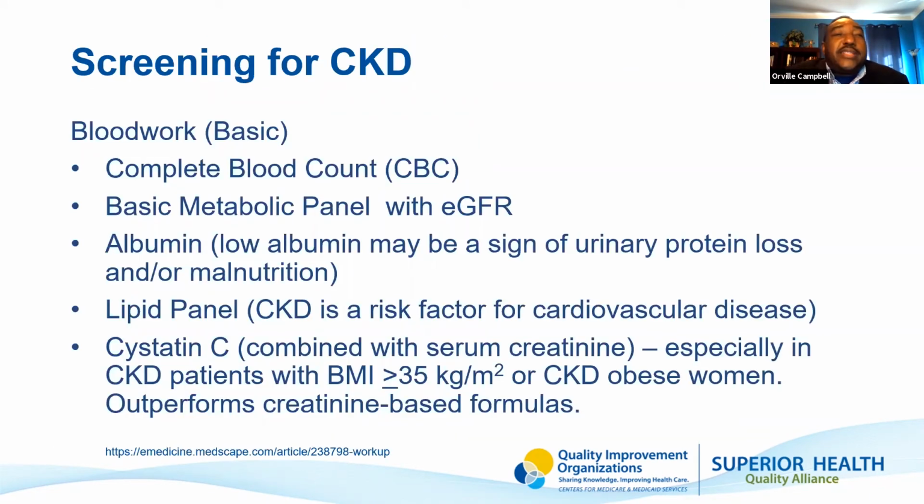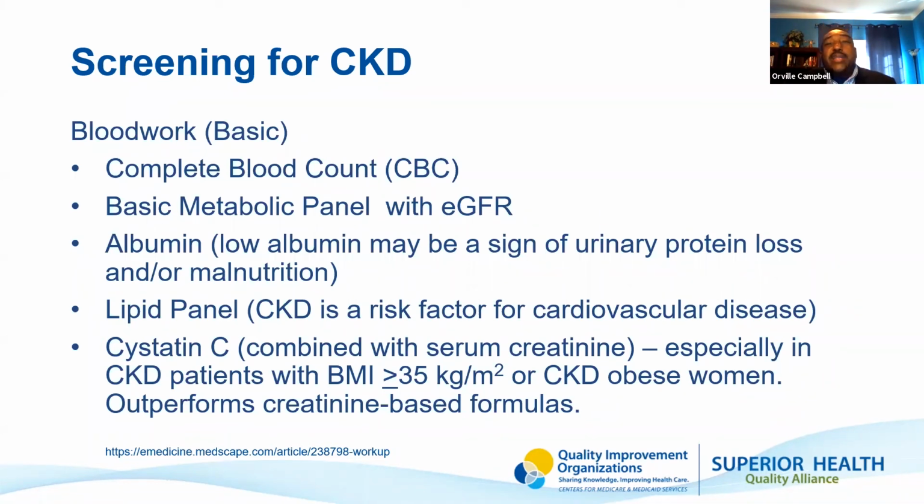Blood work. This is the basic blood work, CBC, complete blood count. If needed, you may add a platelet count to it. Basic metabolic panel, which includes sodium, potassium, BUN, creatinine, chloride, CO2, etc., and an estimated GFR. Albumin, if it's low, may indicate urinary protein loss or malnutrition. A lipid panel can give an indication of chronic kidney disease because it is a risk factor for cardiovascular disease.